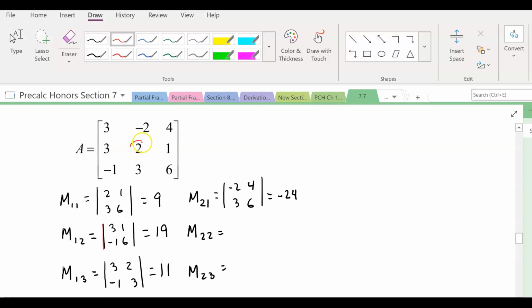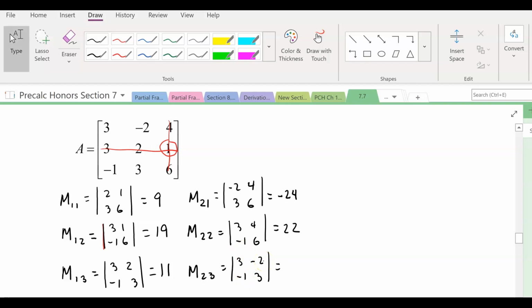So now I've got this entry, so let's cross these out. I'm going to do the determinant of 3, 4, negative 1, 6. That's going to be 18 plus 4, so that's 22. All right, moving on to the next entry. Cross out that column and that row, and what I have left is 3, negative 2, negative 1, 3. That's going to be 9 minus 2, so that's going to be 7.